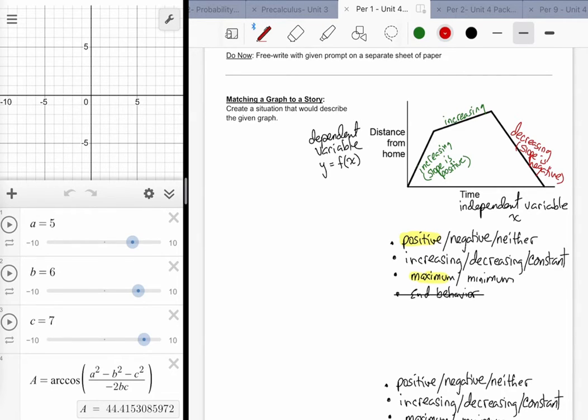All right. But we want to be thinking about what that means in this context. All right. So slope, by definition, is change in y over change in x. All right. The y equals f of x, or the dependent variable, is distance from home. So change in distance from home per unit of change in time.